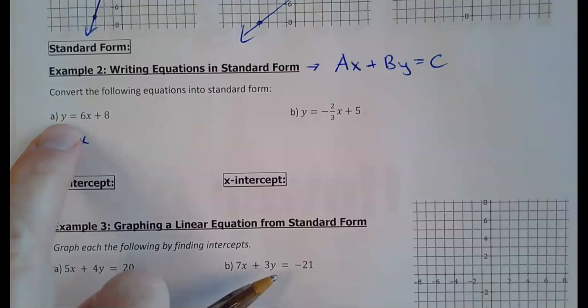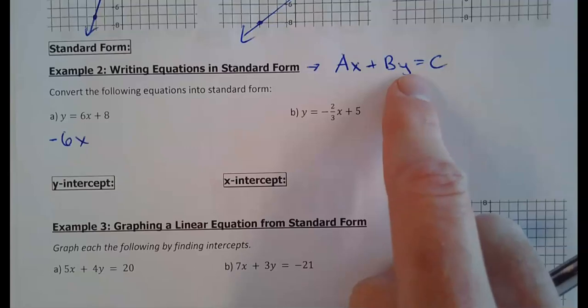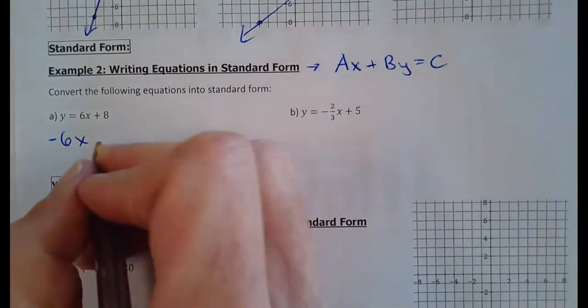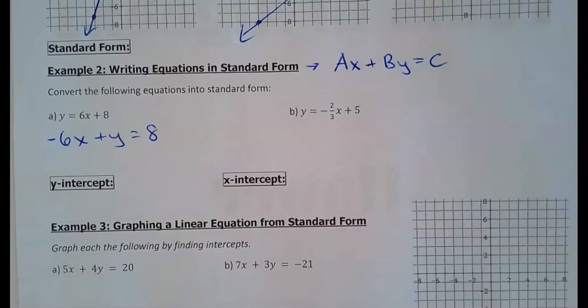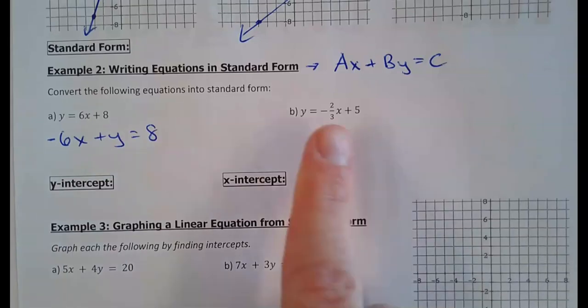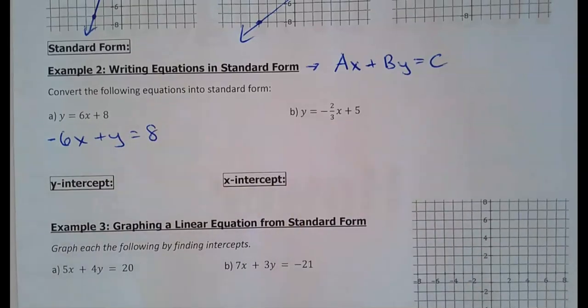And that y is okay where it's at. It's supposed to be on the left side, so I'm going to leave it alone. Don't change it. It's plus y. And then 8 is still on the right side. So try this guy. So get that in standard form.